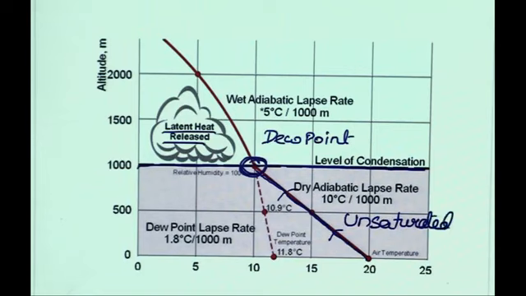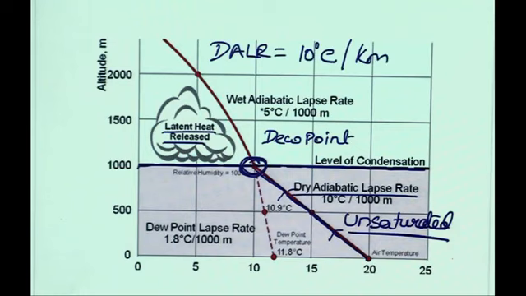An unsaturated air column cools at what rate? Dry adiabatic lapse rate. The dry adiabatic lapse rate equals 10 degrees Celsius per kilometer of ascent. I want to read it from the diagram. Dry adiabatic lapse rate is 10 degrees Celsius per 1000 meters of ascent. So when we talk about adiabatic lapse rate, how many types do we distinguish? We have learned dry adiabatic lapse rate. What is dry adiabatic lapse rate? The rate at which an unsaturated air column cools down.